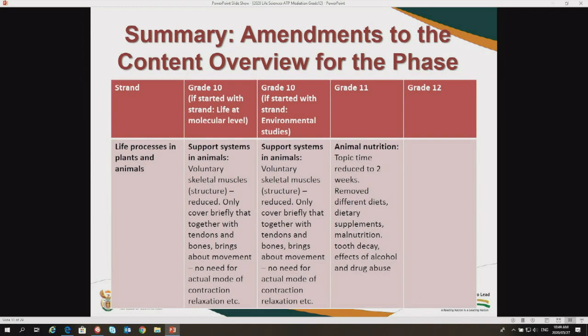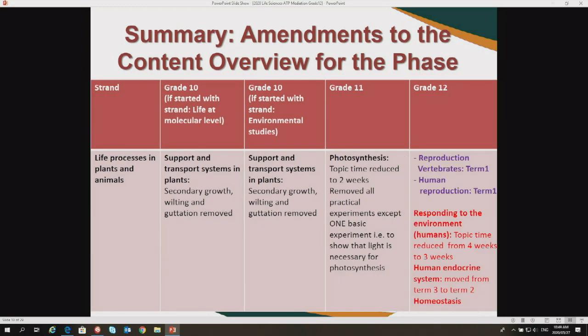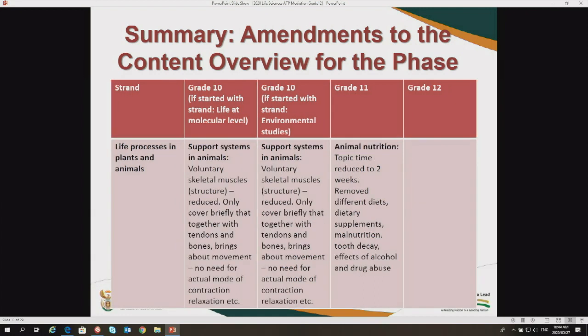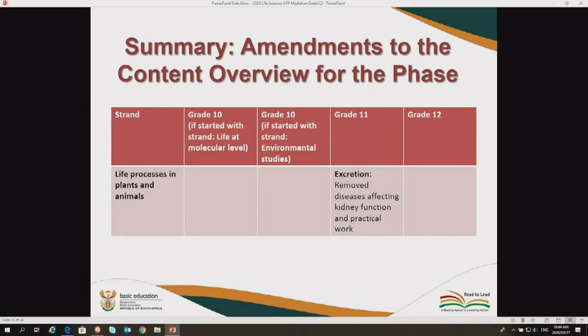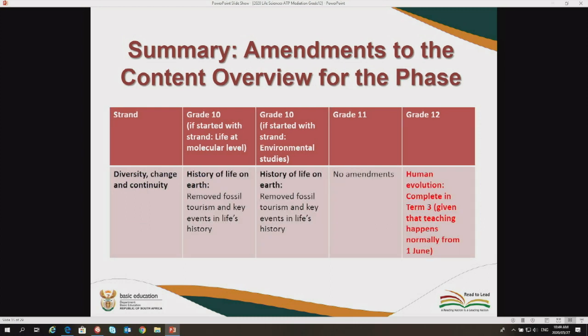Let me just quickly scroll back, make sure: responding to the environment, then the human endocrine system, homeostasis, of course, and processes in plants and animals. There's also a part, I think, that is missing there, that is not visible there, and that is the plant hormones and tropisms, which also need to be part of that section. And then the diversity, change and continuity. Human evolution, there are suggested changes there.